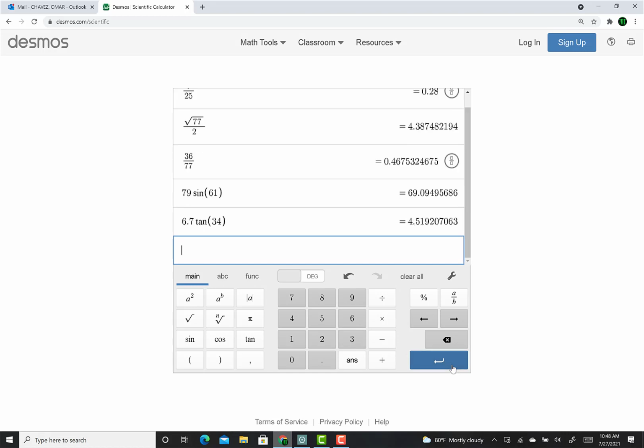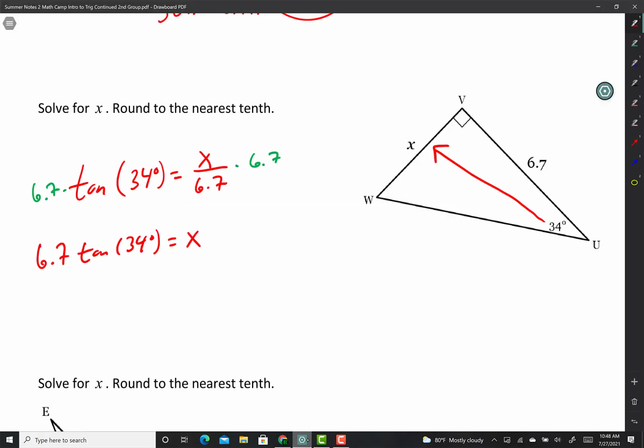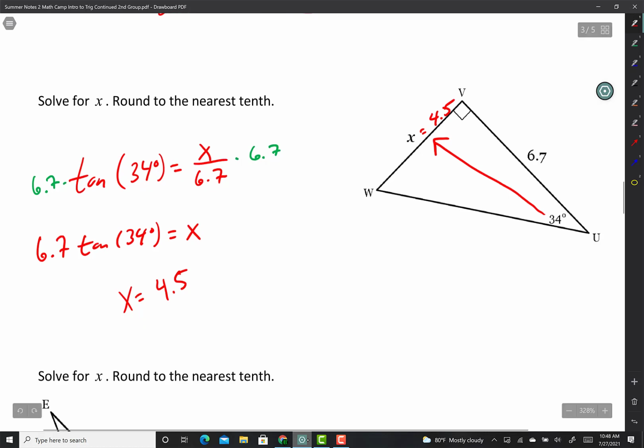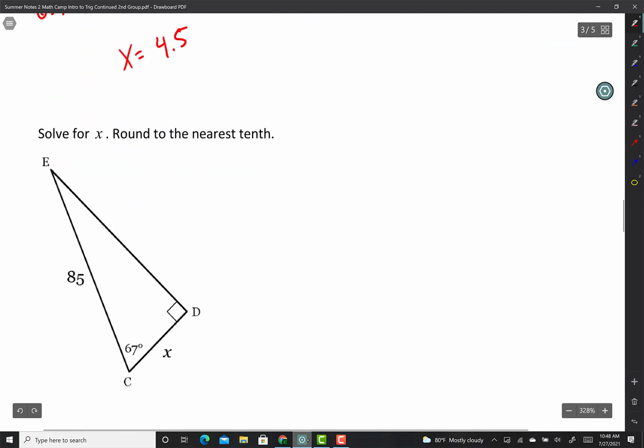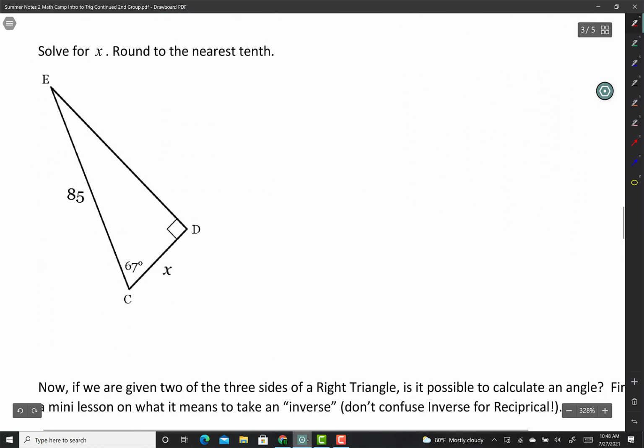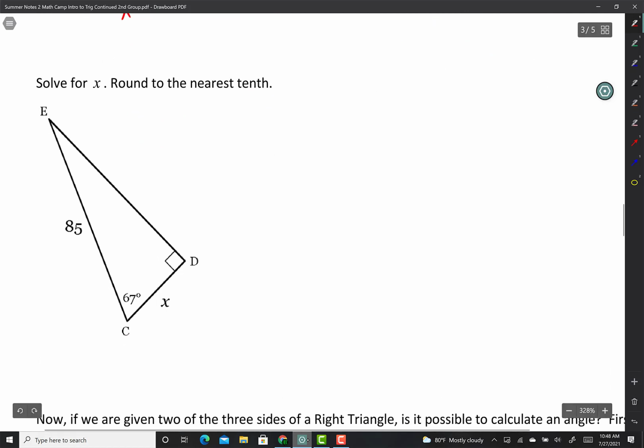Did they want it to the nearest tenth or nearest hundredths? 4.5. And that's it, guys. How do we feel? I like to do 3 examples. I think I have one more. Well, actually, we're going to do 2 more. I'm going to make one up because there's a certain scenario that we haven't done.